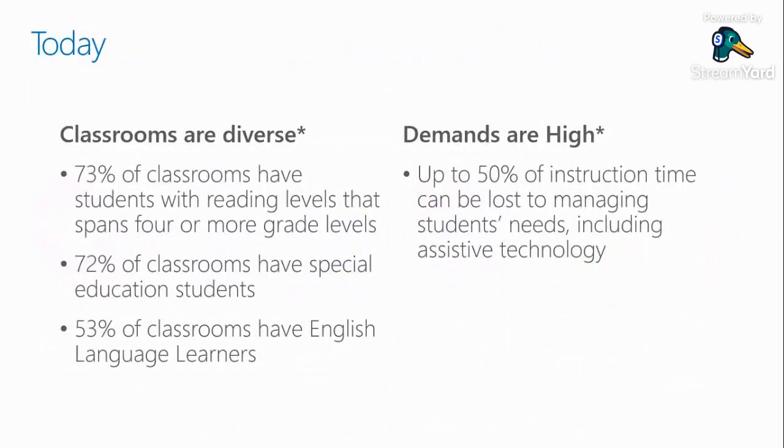So yes, this statistic is still kind of current. It's way back in 2019, so it's 2021, 2 years ago. Over 70% of our classrooms have students with additional learning needs, whether we like it or not. And over 50% of students are English language learners.